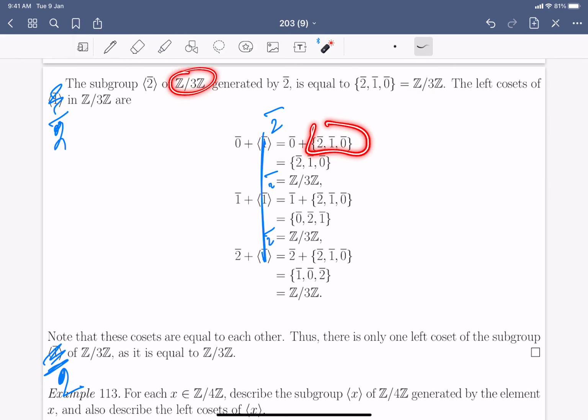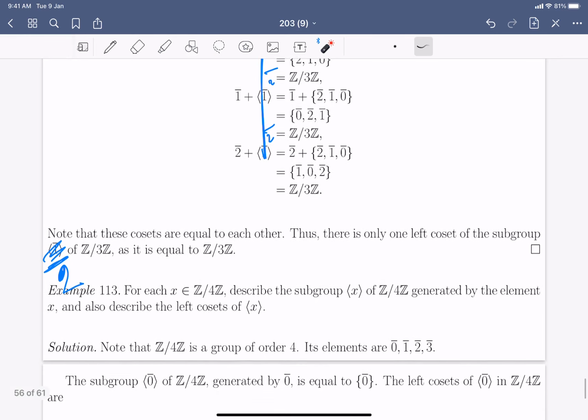This is a subset of Z mod 3Z of size 3, right? There are exactly 3 distinct elements. So if you add some element to all these elements, you will again end up getting a subset of size 3. And any subset of Z mod 3Z of size 3 is equal to Z mod 3Z. So here you are adding 1 bar to these distinct elements. Then the set that you get will have exactly 3 elements. Why? This is due to the cancellation law.